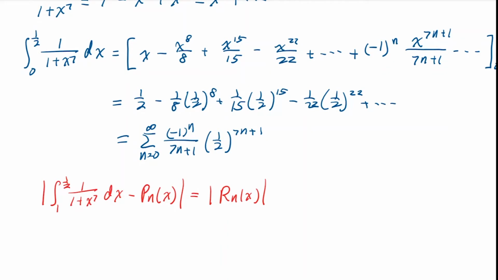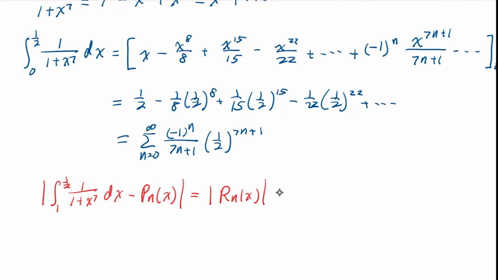Wait a minute. Now we have to walk back down memory lane. Do you see the error of this? What kind of error are we looking for? It's not Lagrange, because x disappeared now, right? But if x disappeared, what kind of series is it? Alternating series. This is an alternating series.